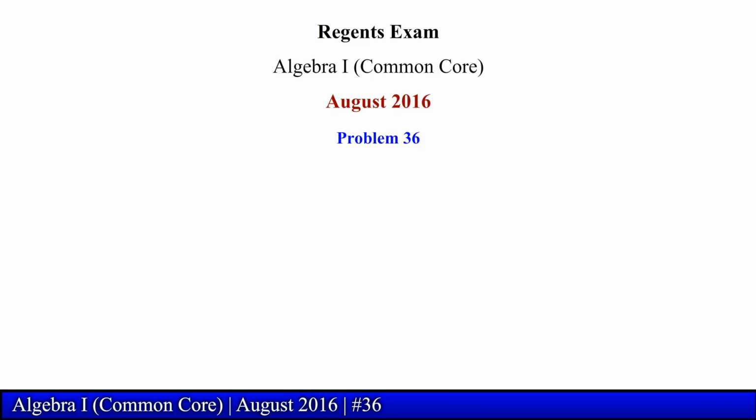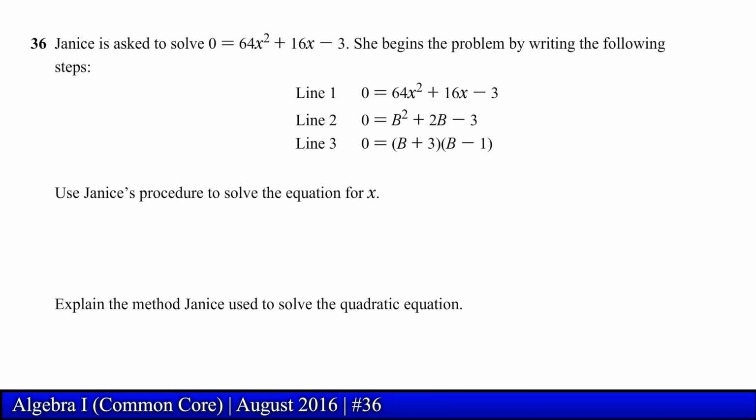Regents Exam, Algebra I, August 2016, problem number 36. Janice is asked to solve 0 equals 64x squared plus 16x minus 3. She begins the problem by writing the following steps. Use Janice's procedure to solve the equation for x. Explain the method Janice used to solve the quadratic equation.